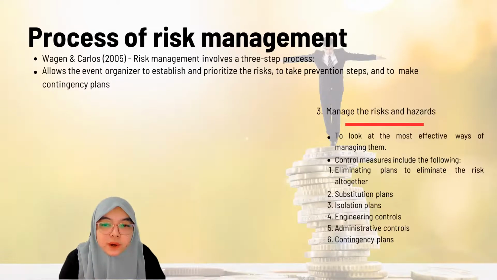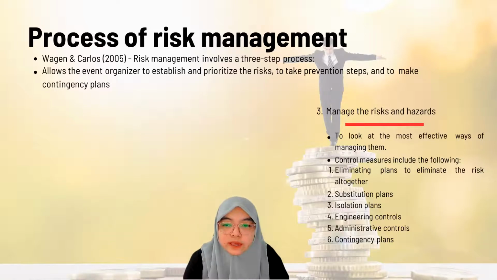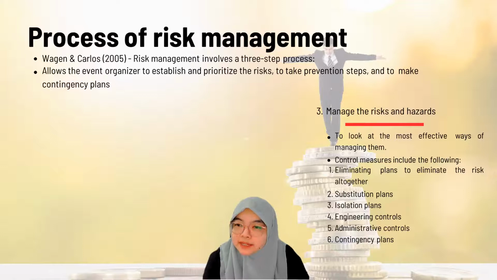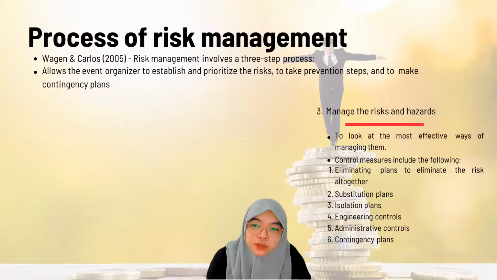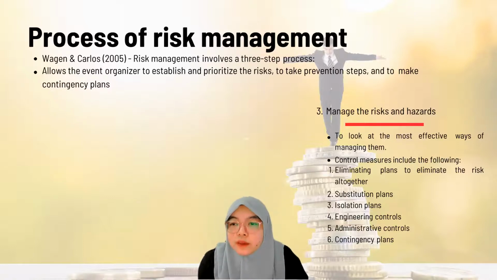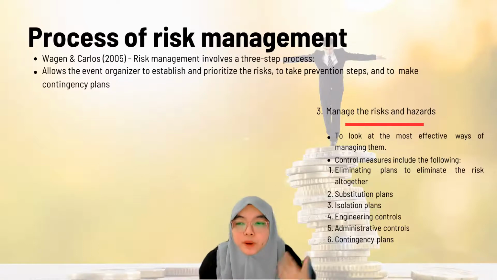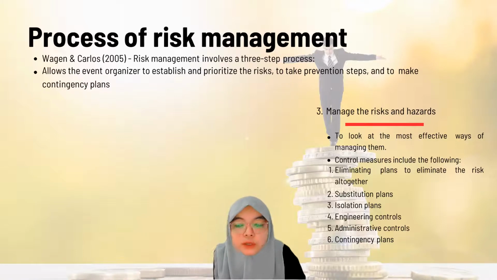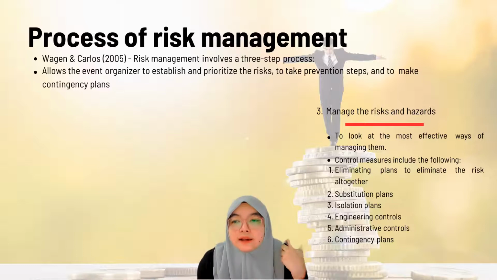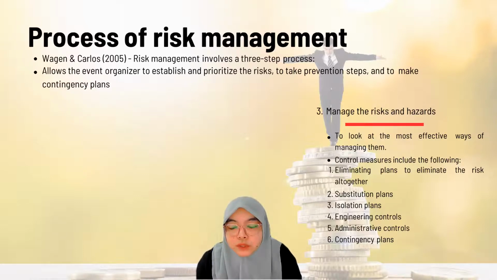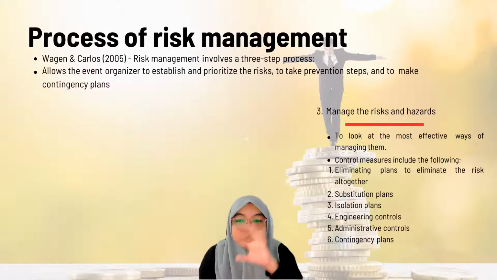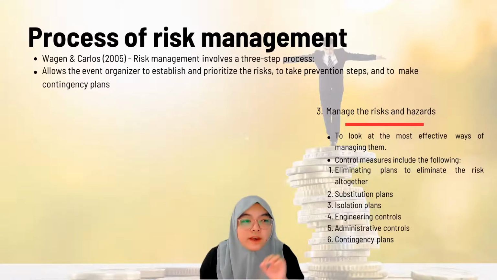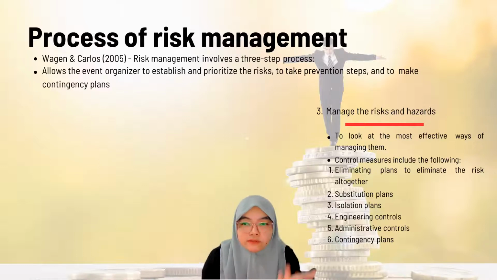Okay, now let's take a look at the third one. I need to move myself again. Manage the risk and hazard means to look at the most effective ways of managing them. You need to make sure you have a proper plan in order to eliminate the risk, or a proper plan in order to reduce that risk. Then there are substitution, isolation, engineering control, administrative control, and also a contingency plan. These control measures are the plans that you need to have when you have identified some problems in your event.